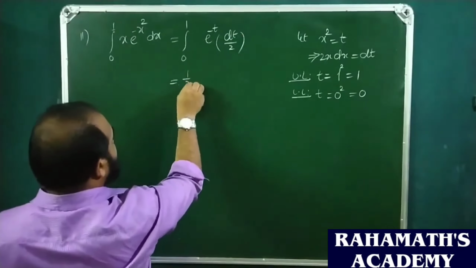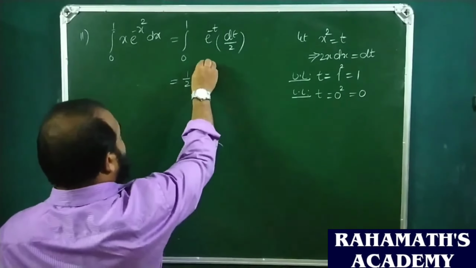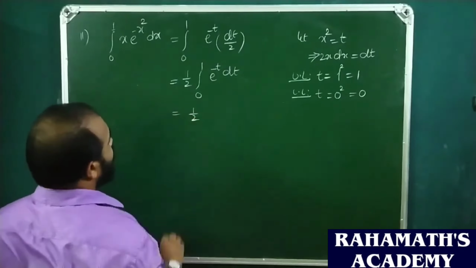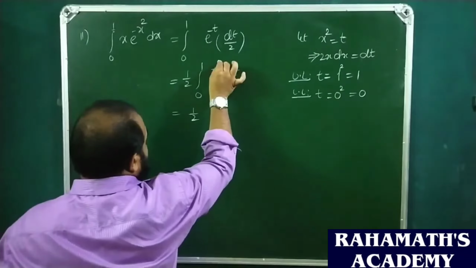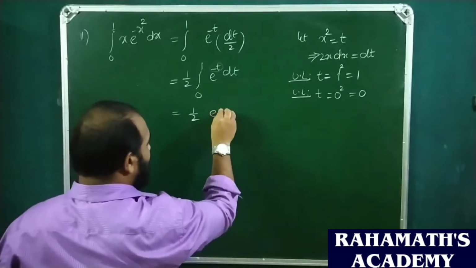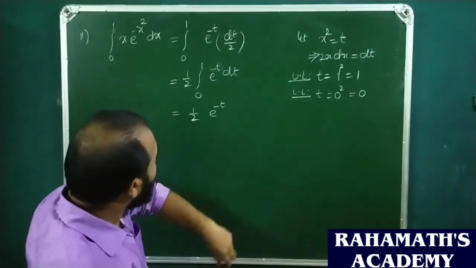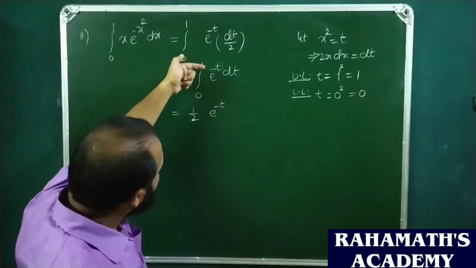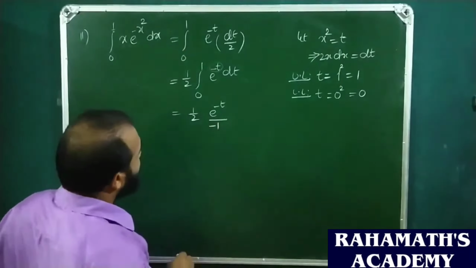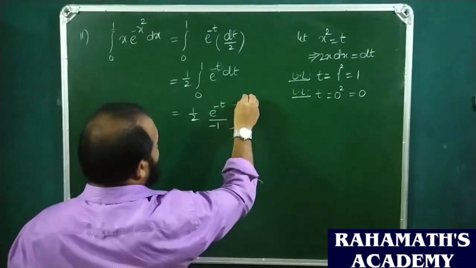So 1 by 2 I am separating from the process of integration. So 0 to 1 e power minus t dt. So 1 by 2. Let us suppose this to be x. Integral e power x dx is e power x. So e power minus t, and since we have taken it to be x, we need to divide it by d by dt of minus t, which is minus 1. Since the process of integration is over, we need to write the values 0, 1 here.